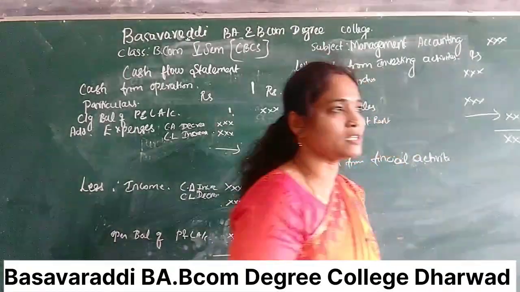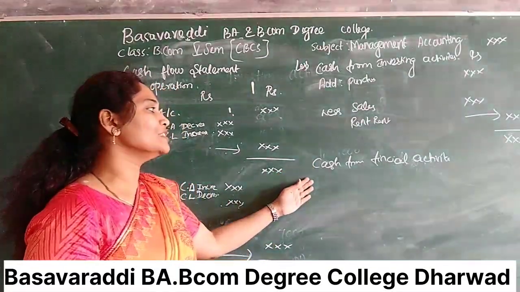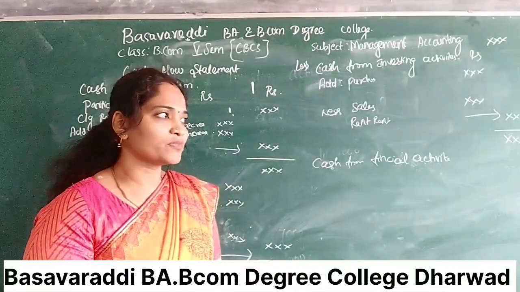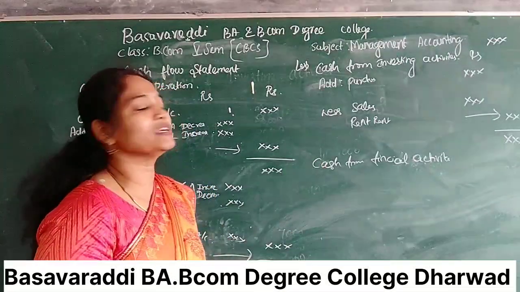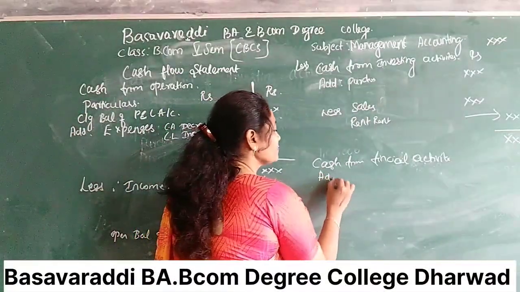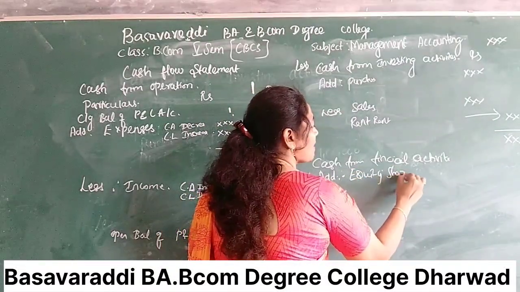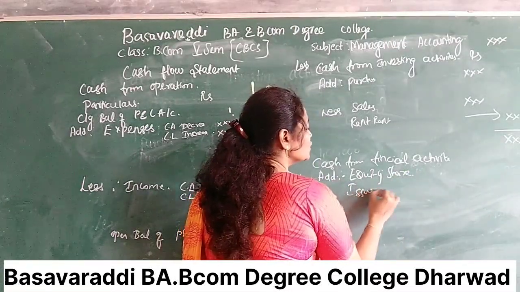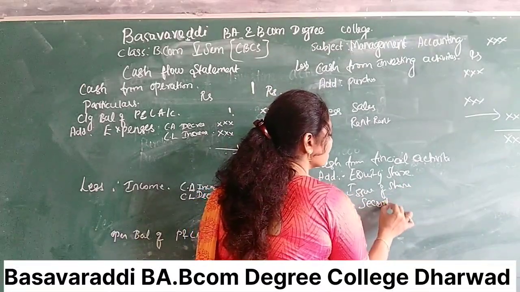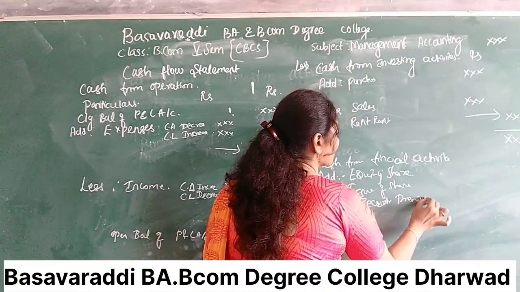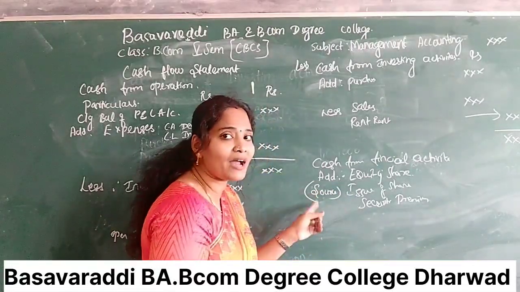What are financial activities? What comes under finance? We have to write in this financial activity, suppose equity capital, security premium, loans, all those things we have to enter here. We have to add equity shares, issue of shares, security premium. That is called a source of the business, so because of that we have to add it.